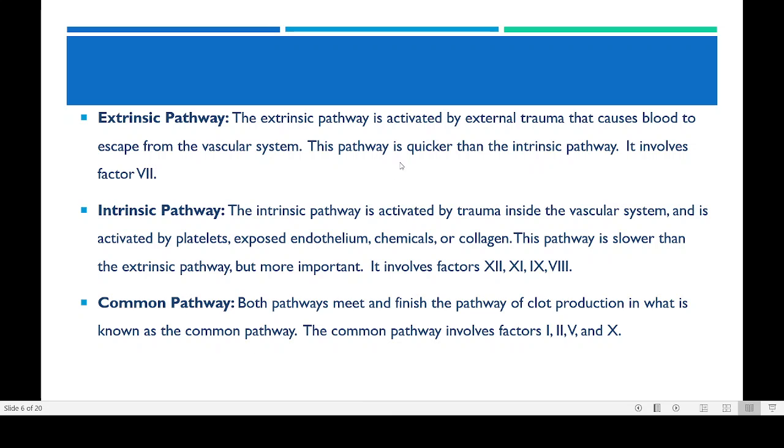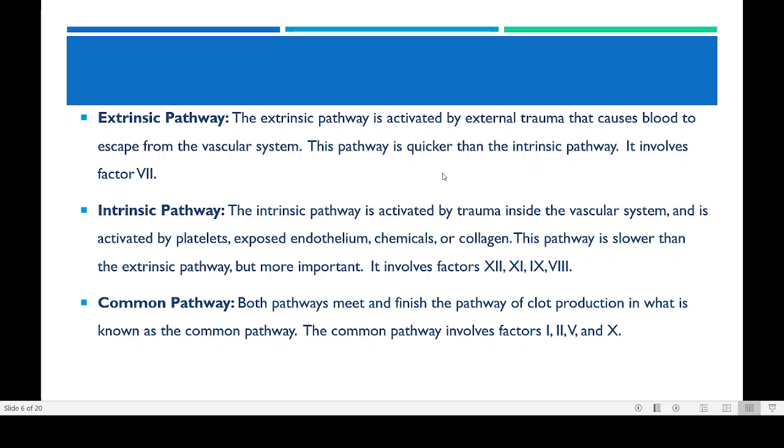The extrinsic pathway is normally activated by external trauma. External means outside: some kind of injury taking place on the outer side of your skin or on the outside of your body. Trauma simply means injury. Some accident is causing bleeding from your body or any part of the body. That is an external trauma that causes blood to escape from the vascular system. When some kind of bodily injury takes place and there is loss of blood from your body, that can be considered an external trauma, and this pathway, known as the extrinsic pathway, will be working.